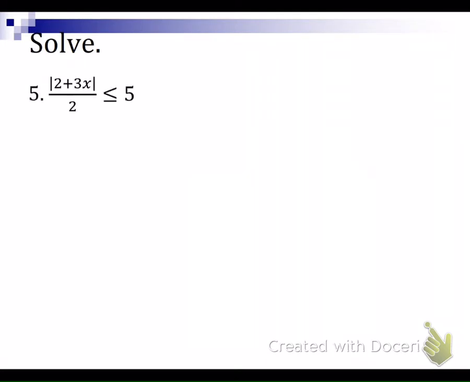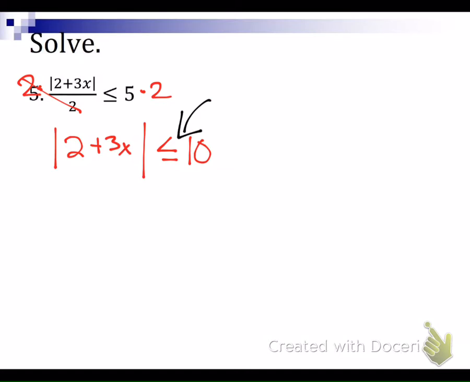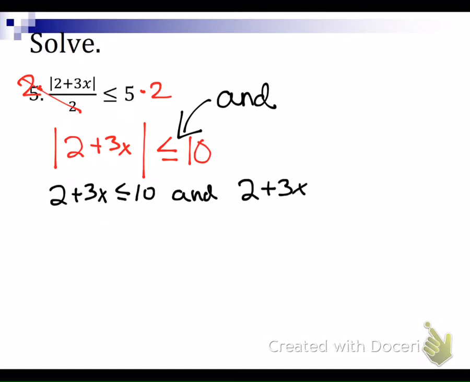All right. What do I do first? Yeah, you got to get the absolute value by itself. Multiply both sides by 2. Absolute value of 2 plus 3x less than or equal to 10. Less than. All right, so 2 plus 3x less than or equal to 10. And what? And 2 plus 3x is greater than or equal to 10. Greater than or equal to negative 10.